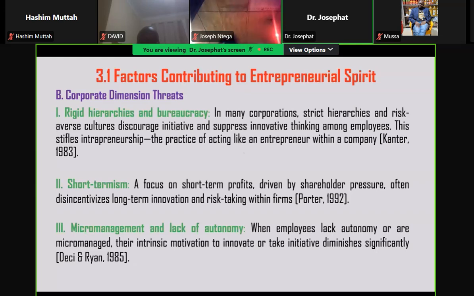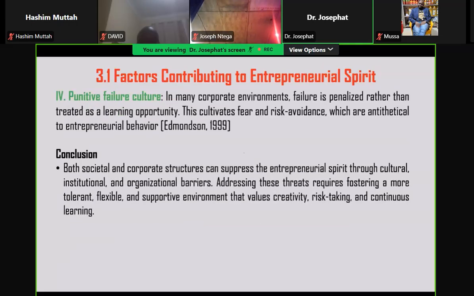entrepreneurial spirit. And the last one, the fourth ones, punitive failure culture. In many corporate environment, failure is penalized rather than treated as a learning opportunities. So this always cultivates a fear and the risk avoidance, which are antithetically to entrepreneurial behavior.